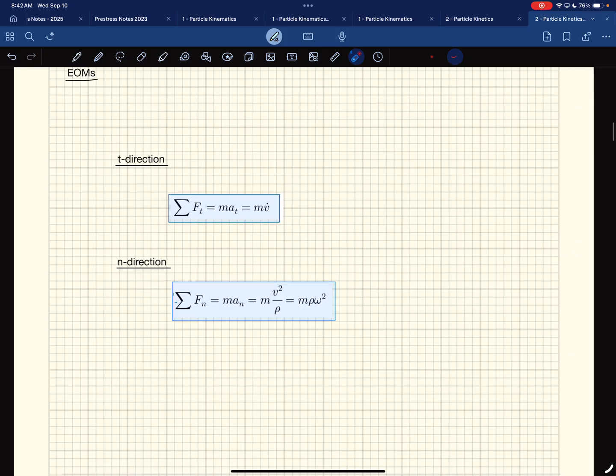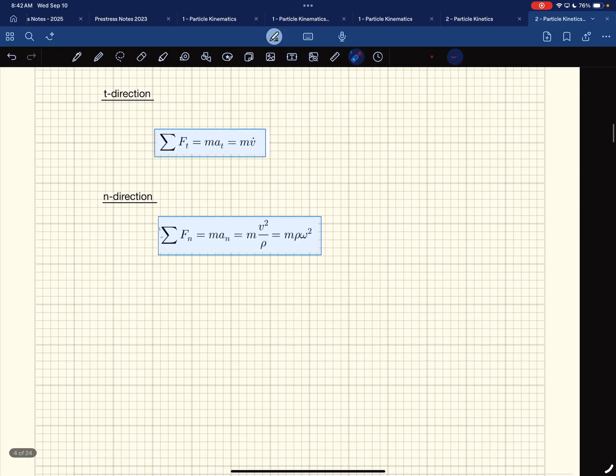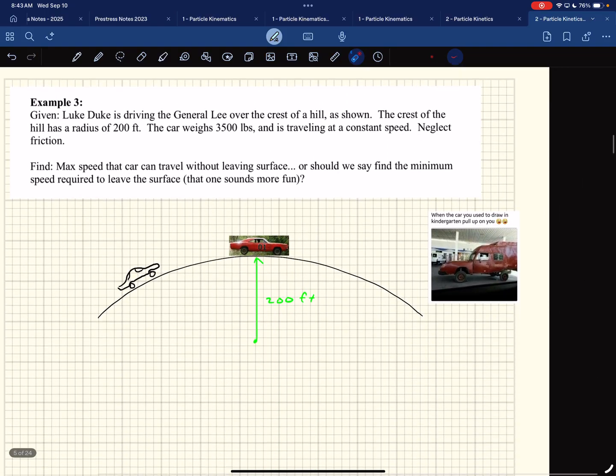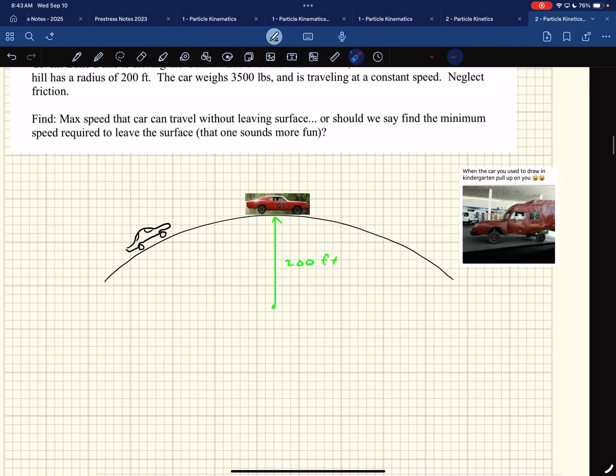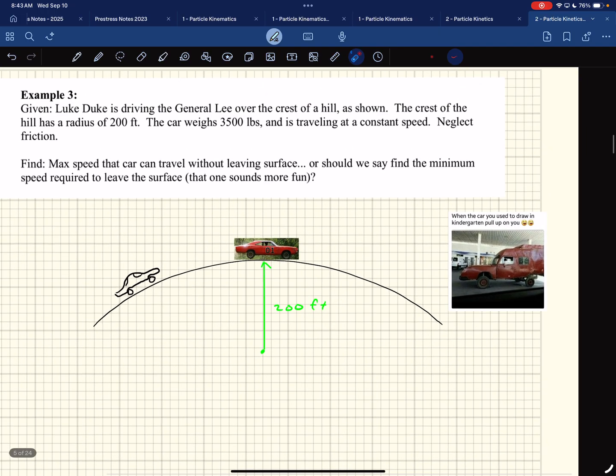We've got 8 minutes. We could do an example. Okay, let's do this. I think the original Luke Duke is driving the General Lee over the crest of a hill, as shown. You didn't grow up with Dukes of Hazzard? I did. Maybe they did a reboot of it, maybe you saw that. Anyway, over the crest of a hill, as shown.